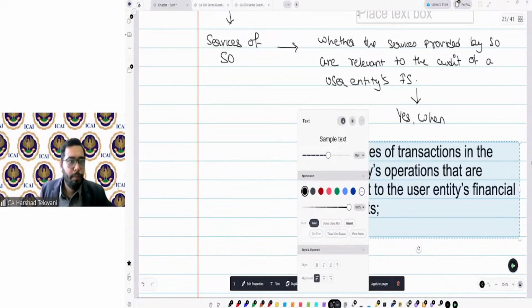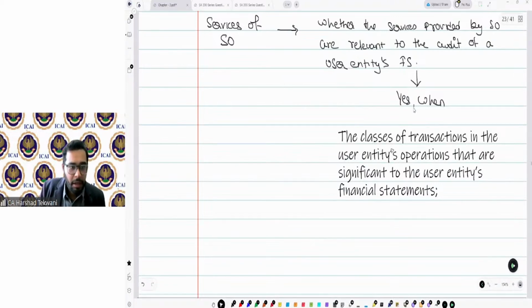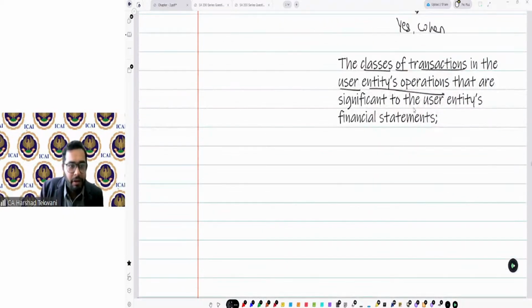So I was saying that when the service organization services, the classes of transactions in the user entity's operations that are significant to the user entity's financial statement, means whatever the service organization is doing, whether that is significant to the user entity's financial statement, that is the first criterion that I need to see.